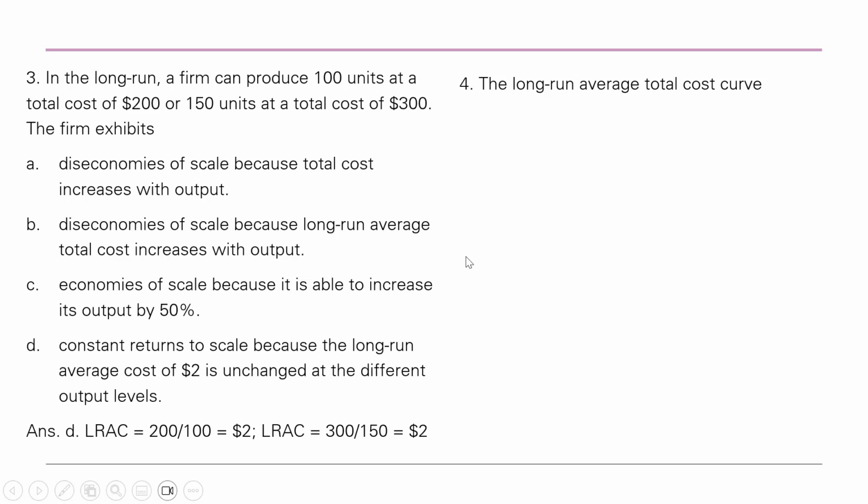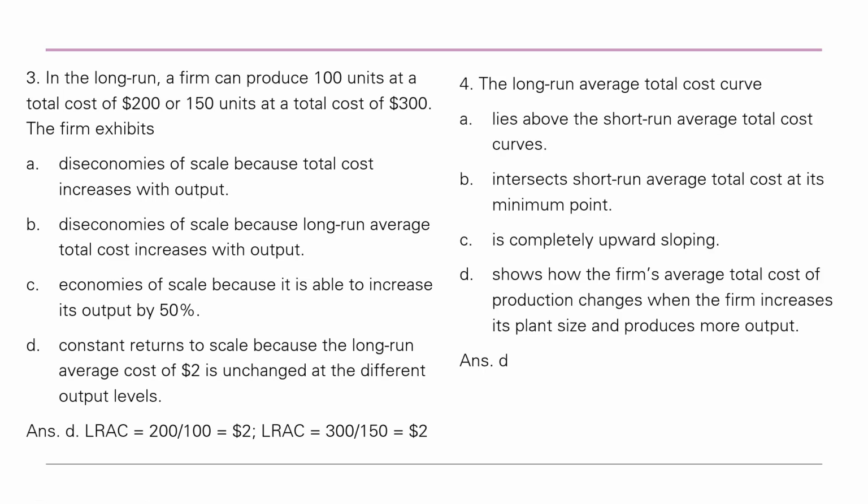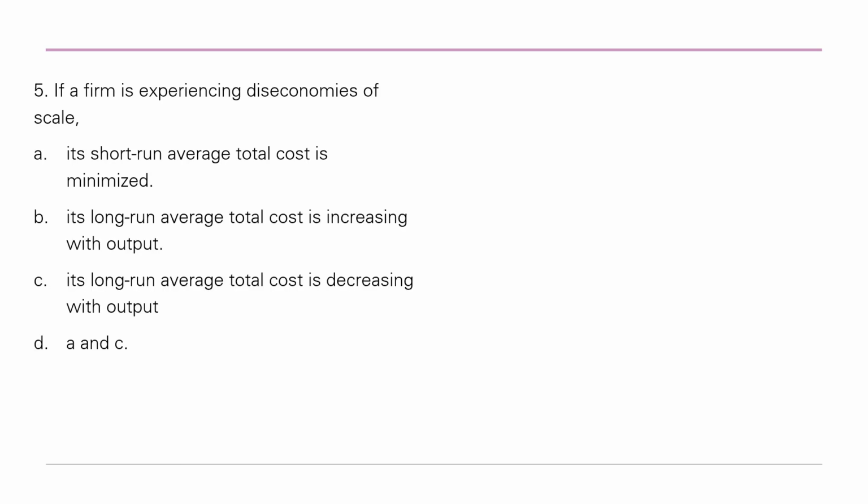Question 4. The long run average total cost curve... correct answer here is D, shows how the firm's average total cost of production changes when the firm increases its plant size and produces more output. Question 5. If a firm is experiencing diseconomies of scale... correct answer here is B. Its long-run average total cost is increasing with output. In other words, it slopes upwards.